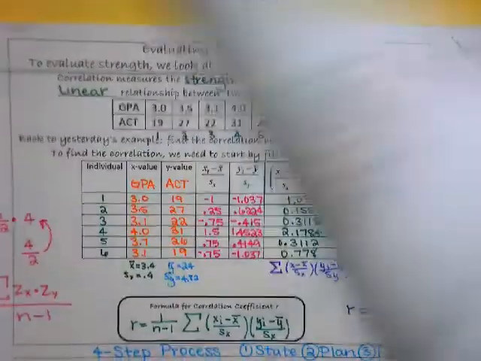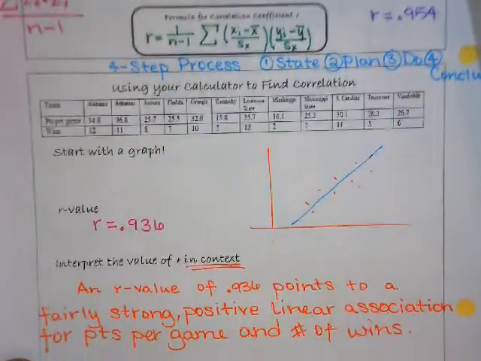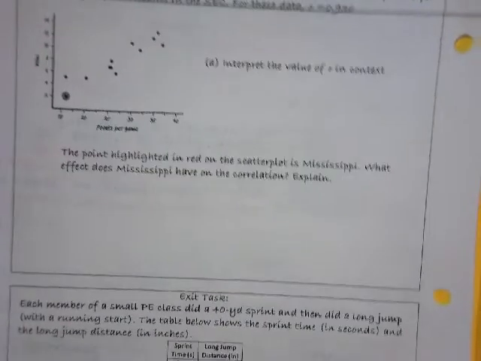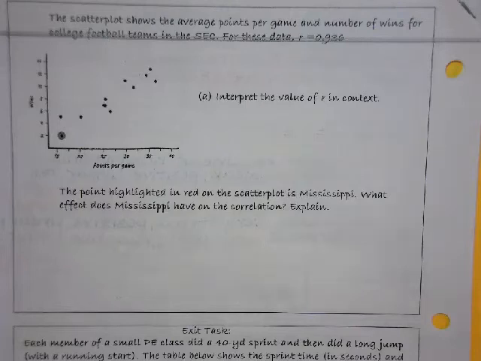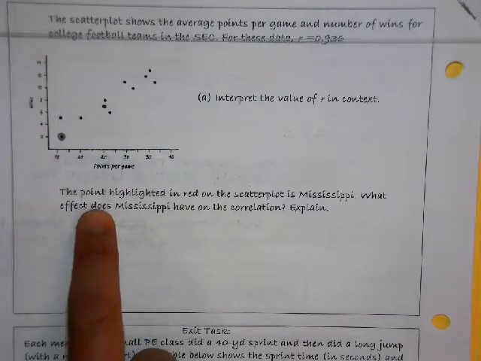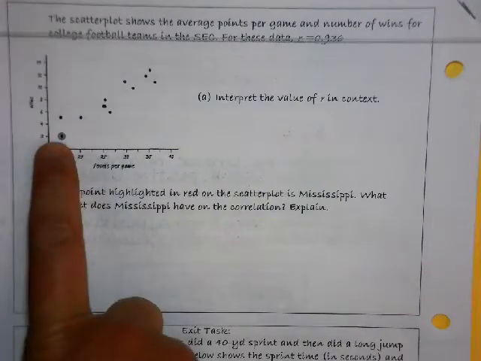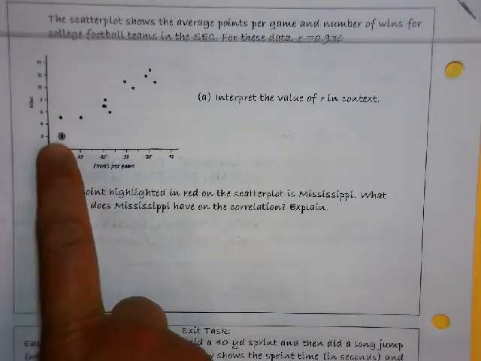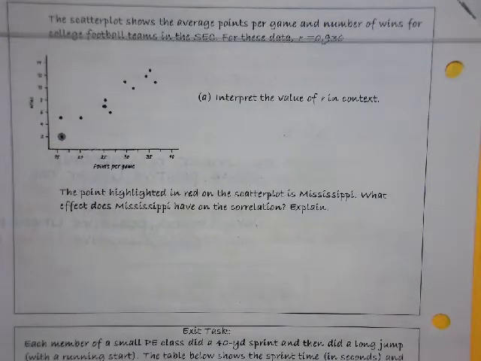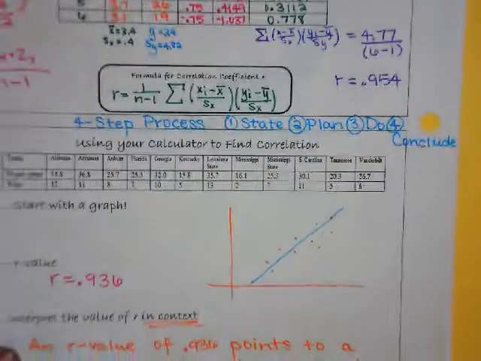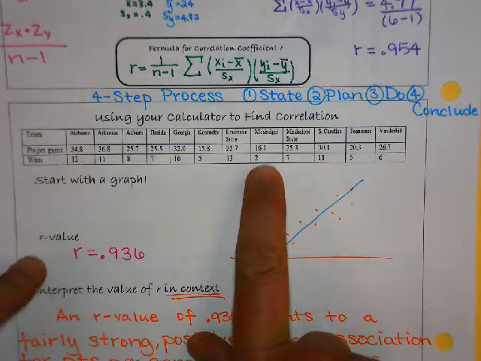What I want to talk about is the point highlighted in red, which is not red because I didn't have a color copier, but it's that bottom one that has the halo around it. It is Mississippi, and if we go back and look, Mississippi is right here. They had 16 points per game, but they only won 2 games. We want to see what effect Mississippi has on our correlation.